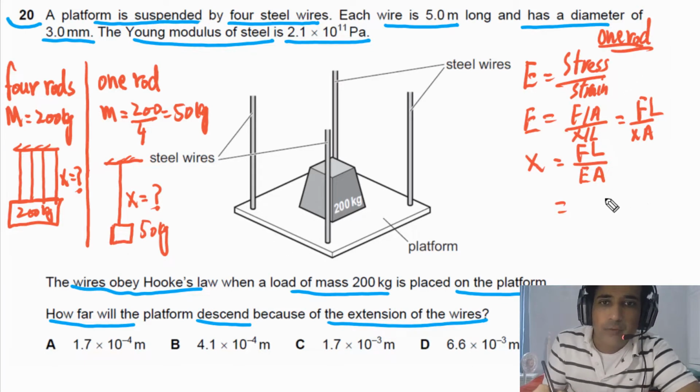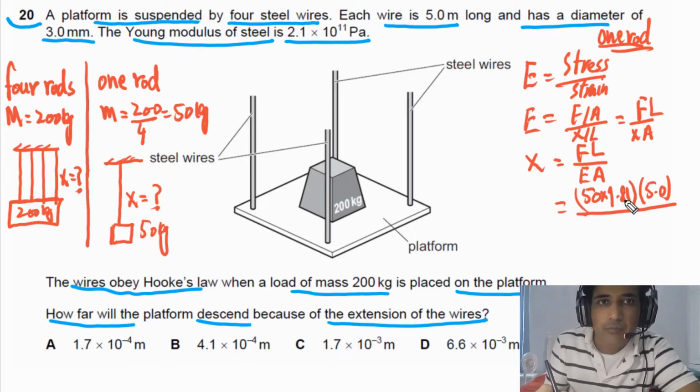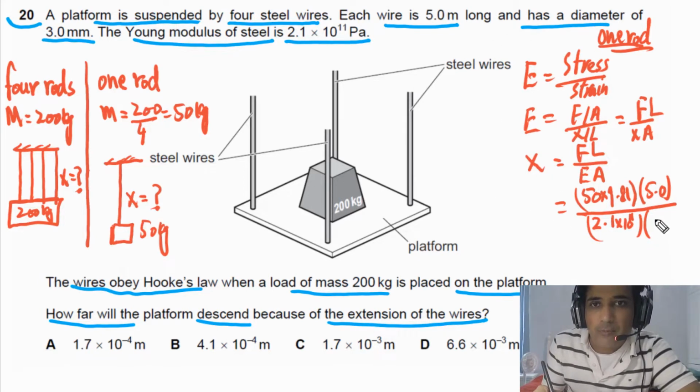So the force on one rod will be equal to 50 times 9.81. The length of the rod is given, that is 5.0. And we have to divide this by Young's modulus. Young's modulus is 2.1 times 10 to the 11. And we need to multiply by the cross-sectional area of one rod. We have the diameter, so we can write pi by 4 d squared. So we have d, that is 3 millimeters, so this is 10 to the negative 3, squared.